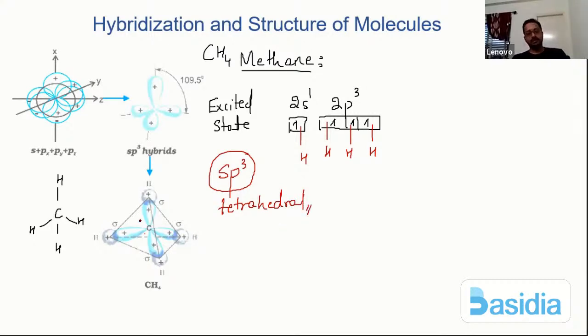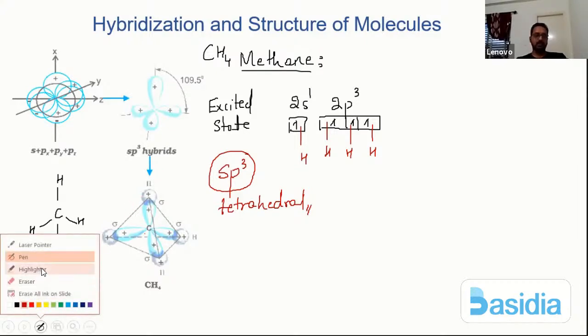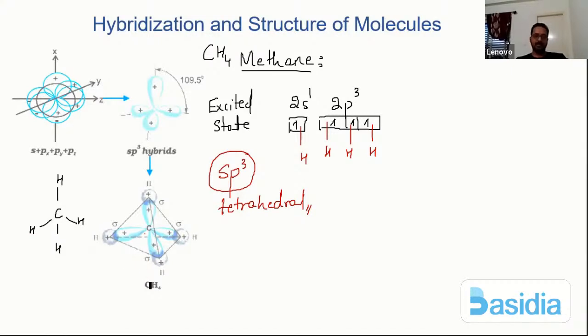And when you see the following structure over here, you can imagine how exactly the structure looks in 3D.